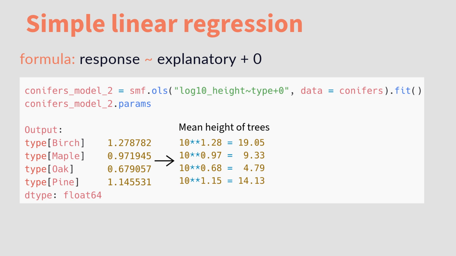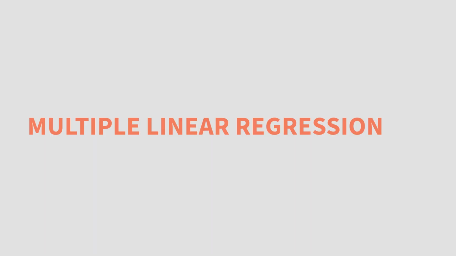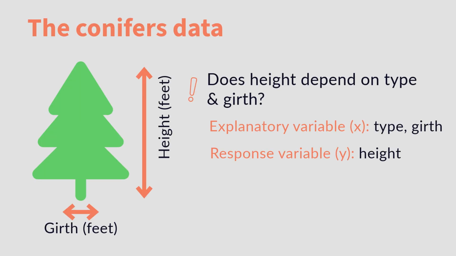With that, we come to an end of simple linear regression. Now we will look at how to model with one response and multiple explanatory variables. This type of linear regression is called multiple linear regression. Let's say we want to see whether the height of trees depends on both type and girth of the tree. In this case, the explanatory variables are type and girth, and the response variable is height.